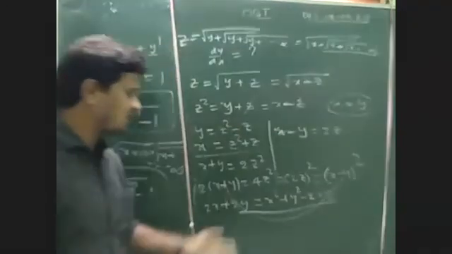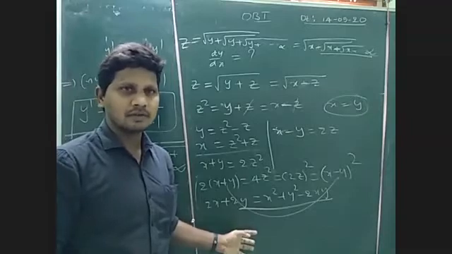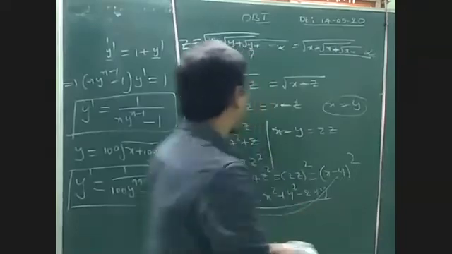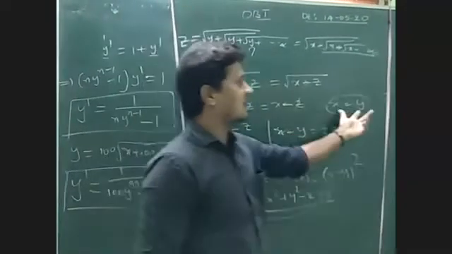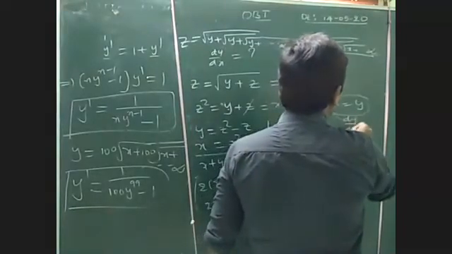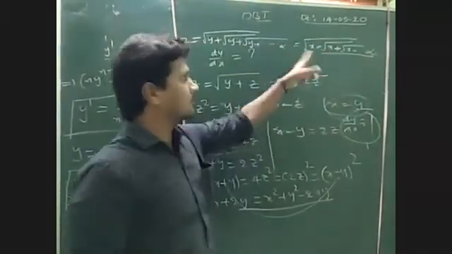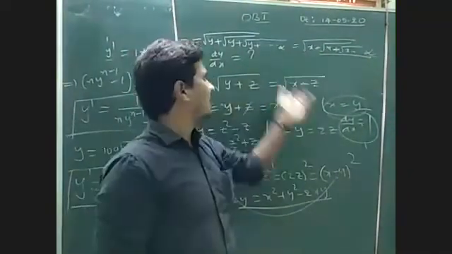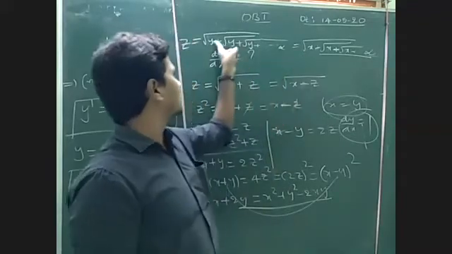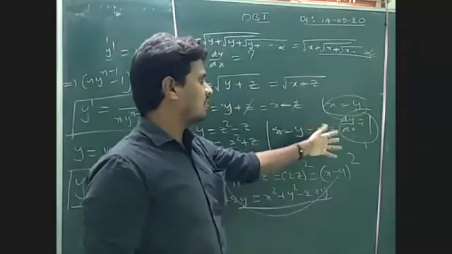Now differentiate with respect to x. We get dy by dx. Clear? If both are plus, what will happen here? Already we got x is equal to y clearly. What is the derivative here? x is equal to y means dy by dx is equal to 1. Whenever both are plus, directly x is equal to y, so the dy by dx value is clearly 1.